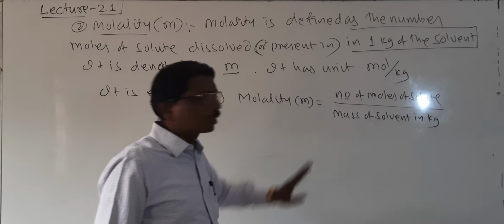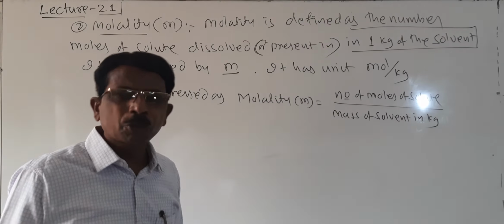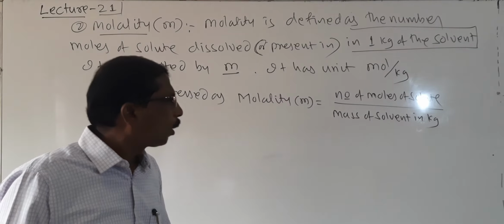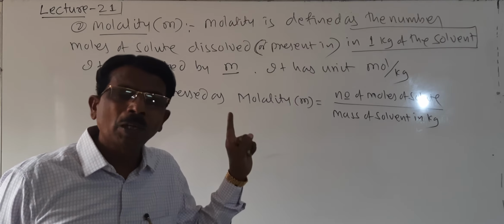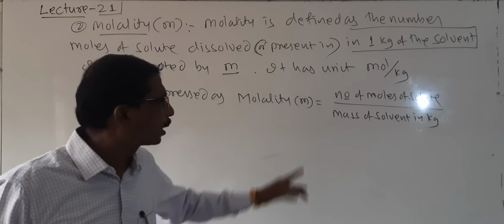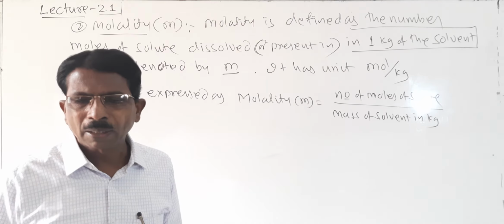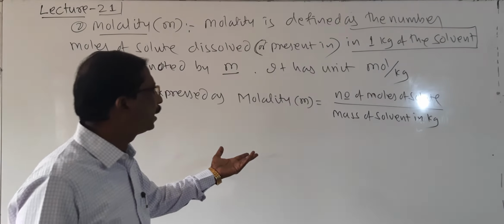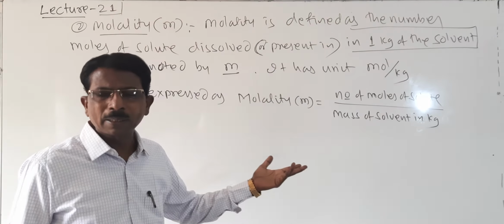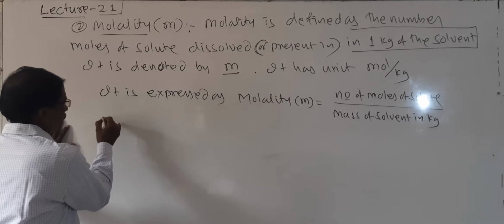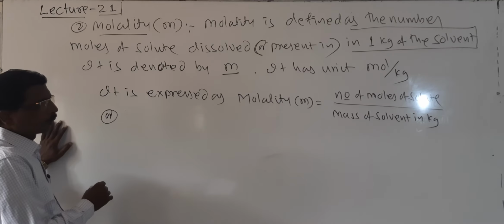Look here, showing the difference. The number of moles of solute is the same, but in molarity it is divided by the volume of solution in liters, while here it is divided by the mass of solvent in kg. So it is in kilogram. So again I will write the formulas, that is 3, that is different.